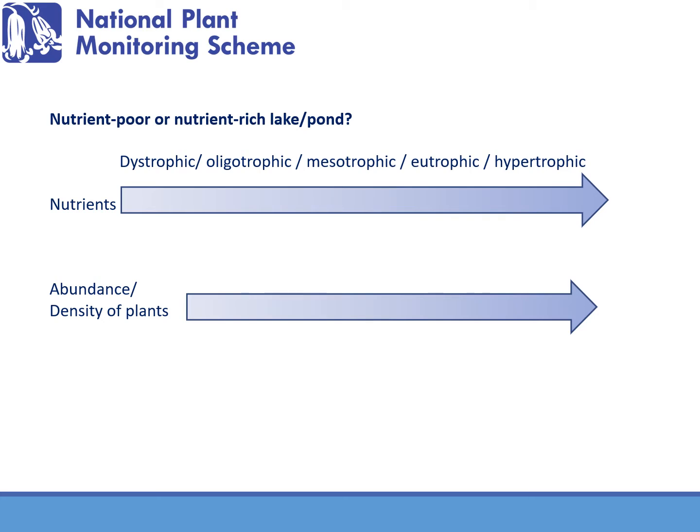So on this slide, I've shown that we have a gradient of nutrient levels naturally in water bodies, from very low levels at the left-hand side to very high levels at the right-hand side, normally influenced by man. And along the top, I've used the terminology that's used to describe different trophic or nutrient levels. They range from dystrophic to oligotrophic at the nutrient-poor end to eutrophic and hypertrophic at the nutrient-rich end. And as there are increasing levels of nutrients in a water body, these are mirrored by an increasing abundance and density of plants, although the number of species associated with those water bodies may decrease as nutrient levels increase.